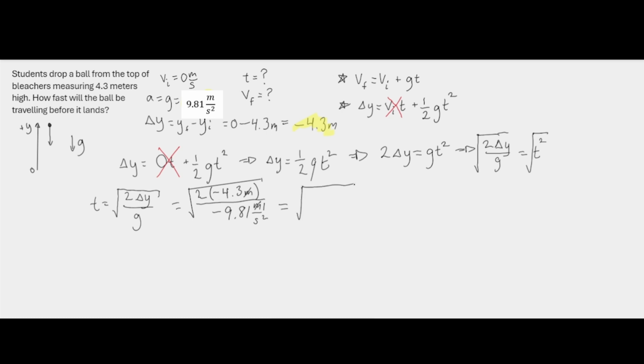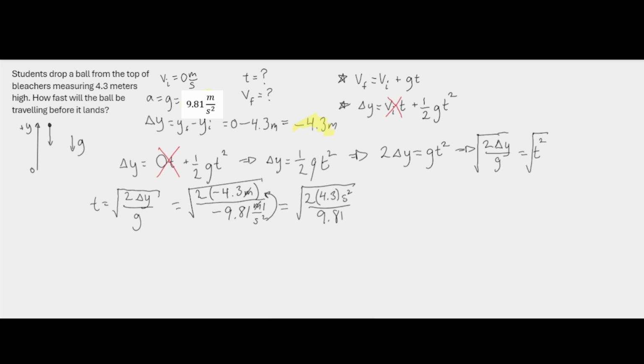So I've gotten rid of my negative signs, and I'm left with 2 times 4.3. The meters divided out, the 1 over second squared means this second squared comes up here to the numerator. And I have seconds squared over 9.81. Again, the negative signs disappeared because I have a negative divided by a negative. Now I can put all these numeric values in my calculator, and I'll do that. So 2 times 4.3 divided by 9.81.